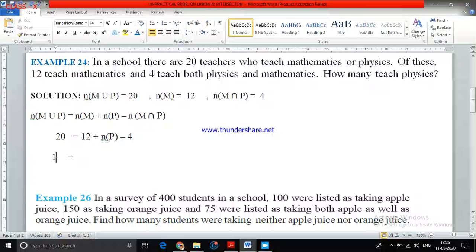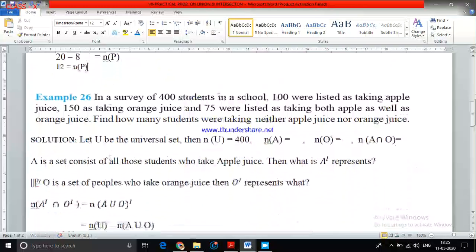Then I'll get 12 minus 4 is 8. If I bring 8 to this side, you will get 20 minus 8 equals N of P. So if I subtract, 20 minus 8 is 12. So we'll get 12 equals N of P. So 12 teachers are teaching physics.